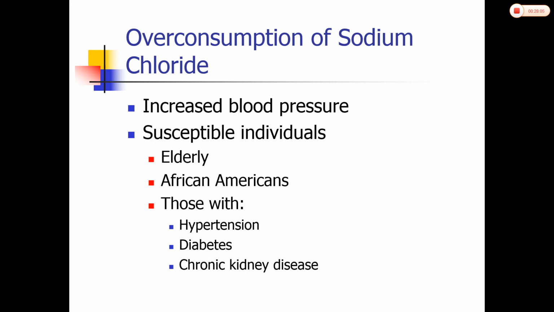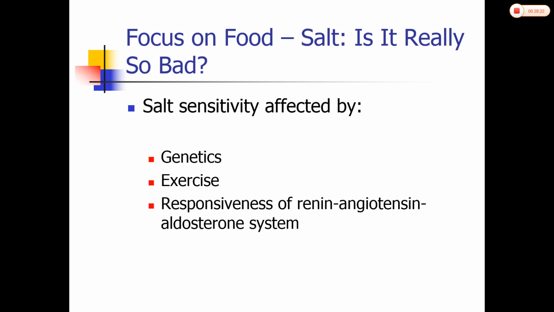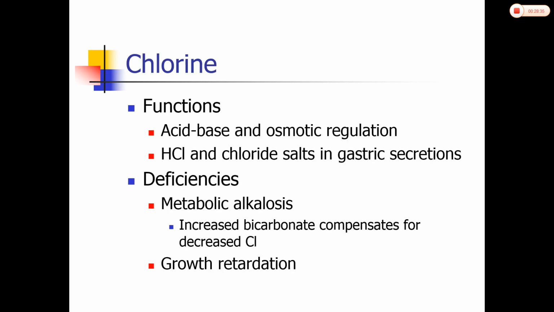So overconsumption of sodium may lead to increased blood pressure, and many individuals such as the elderly and Africans are more susceptible to increased blood pressure. It may lead to hypertension, diabetes, and chronic kidney problems. Salt sensitivity can be affected by exercise, genetics, and responsiveness to the renin-angiotensin-aldosterone system.